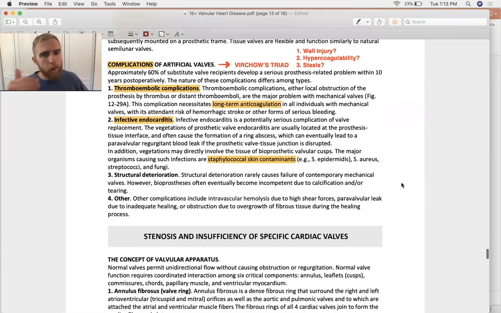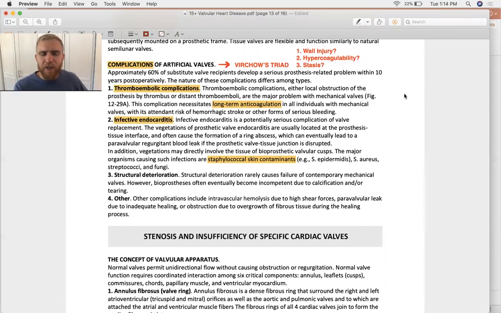Because remember Virchow's triad: wall injury, coagulability, and stasis. Well, do you have wall injury anytime you're putting a valve in? Well, yeah, because you got to cut open the wall to sew the valve in. Of course, you got wall injury. So do you have hypercoagulability? I would say yeah, because you've got this wall injury leading to the release of all these intrinsic locally active clotting factors. And then stasis.